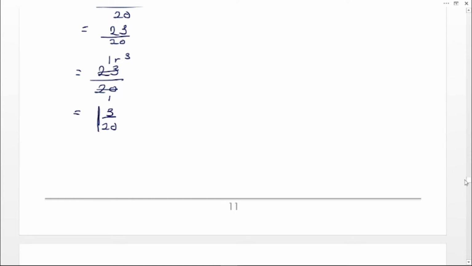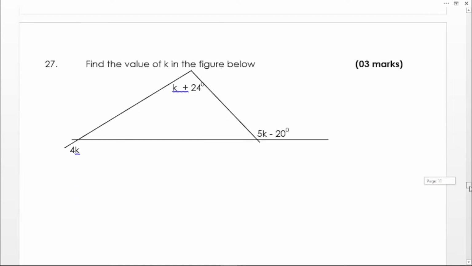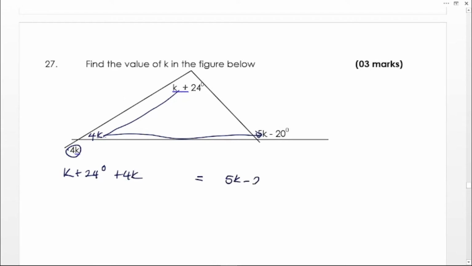Okay, so let us move on and see our next question here. Our next question is saying find the value of k in the figure below. So this one was not supposed to be here. This one was supposed to be inside here. Now the property we are going to use says that the sum of two opposite interior angles add up to one exterior angle. So when I add these two, I'm going to get this one exterior angle. Therefore it's going to be k plus 24 degrees plus 4k is giving us 5k minus 20 degrees.